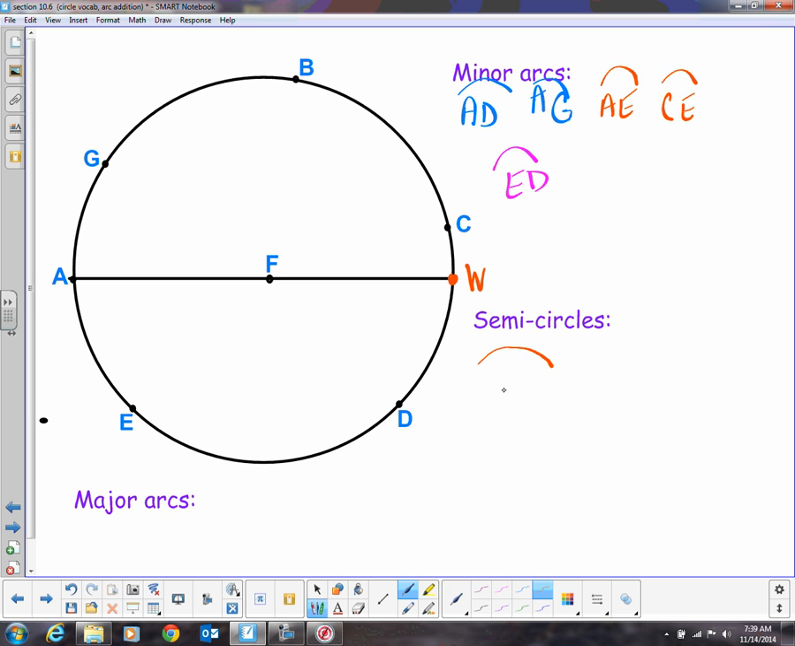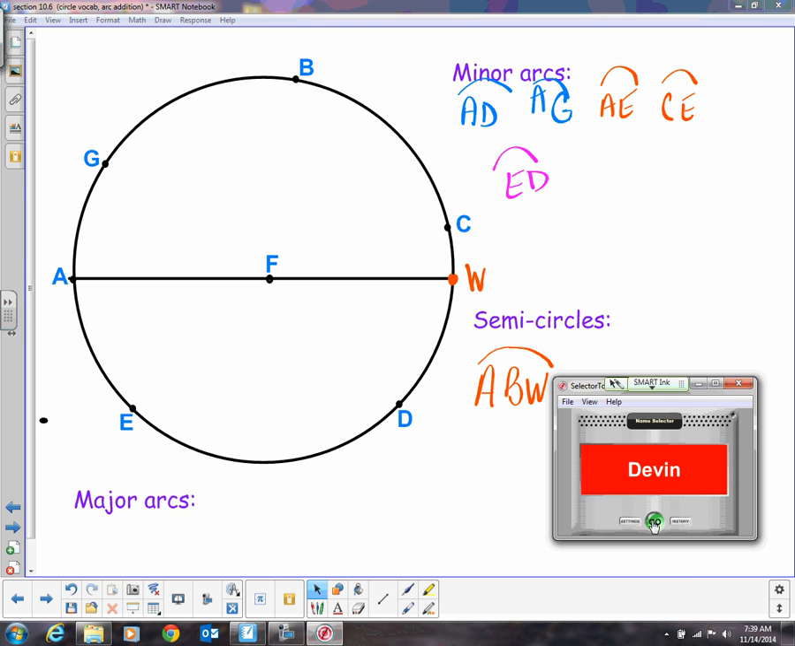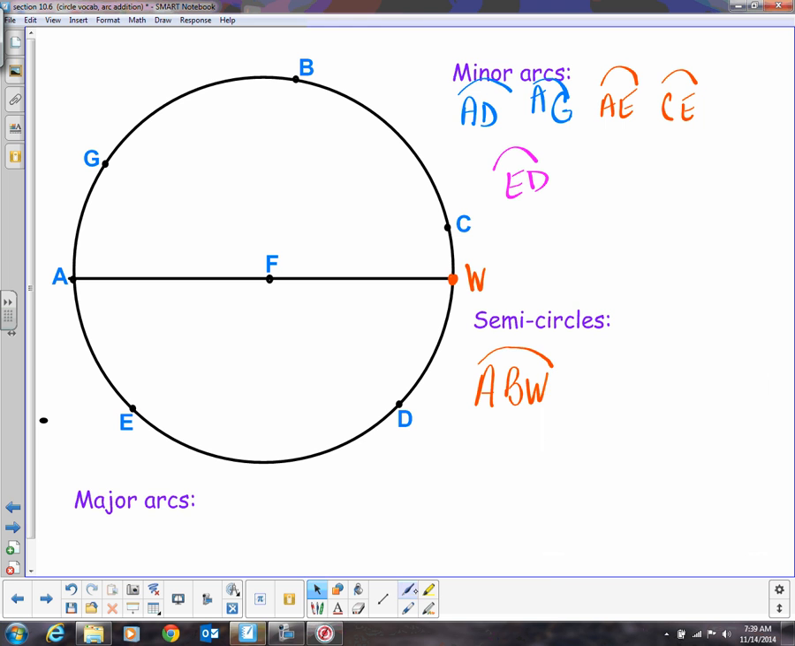All right, now, how many letters do we need for a semicircle? ABW. ABW is the upper semicircle. He could have said AGW. He could have said ACW. So now I want a different semicircle. What was the middle letter? D. Okay, AEW. He could have said AEW also. Those are semicircles, those are exactly 180.